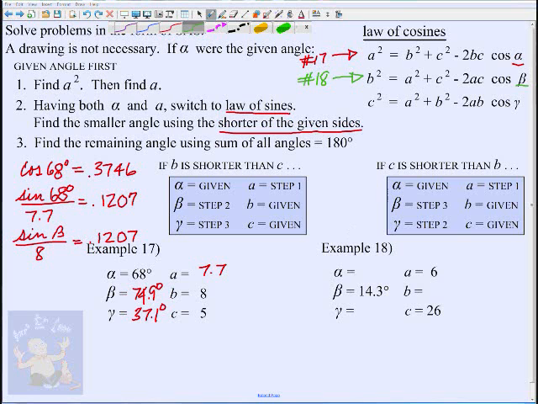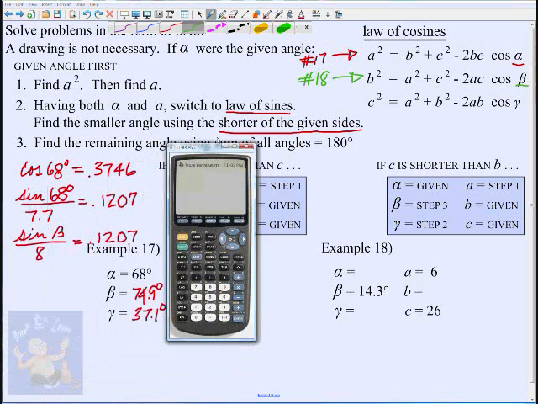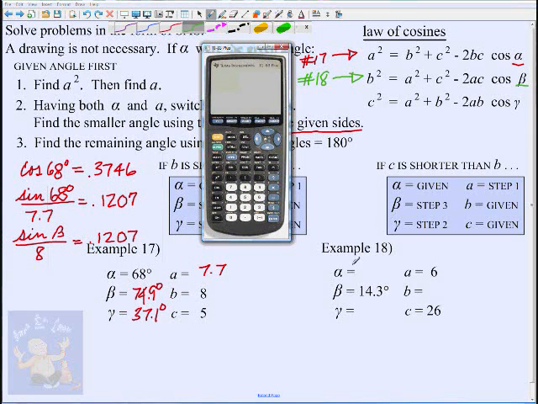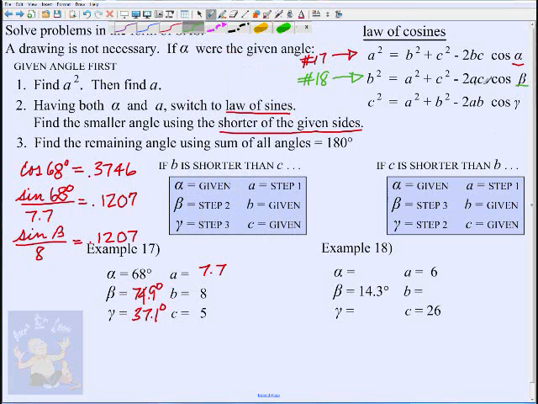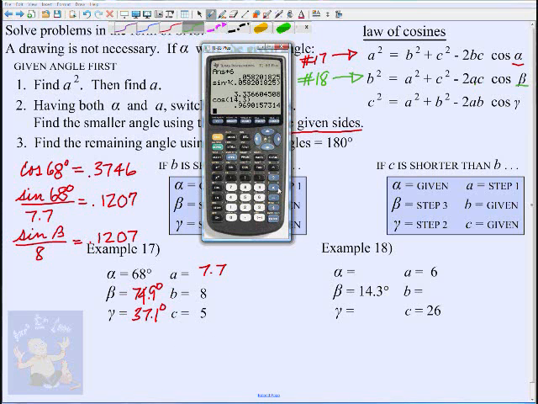So let's pull over our calculator and start to figure this out. We're going to be using this formula, so we're going to take the cosine of beta. The cosine of 14.3, and then we're going to multiply that times a and c, and a -2, times a, which is 6, times c, which is 26, times a -2.